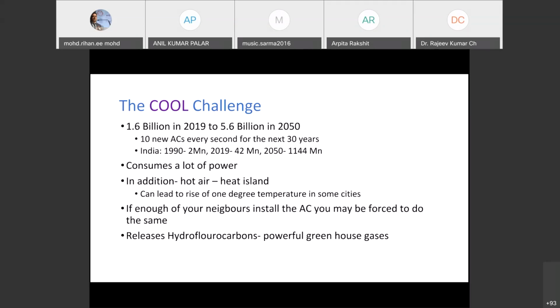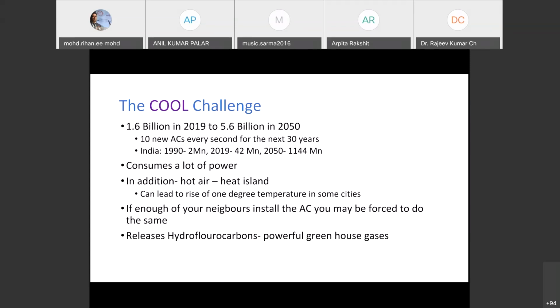It is estimated that there are 4.6 billion ACs, which is expected to rise to 5.6 billion in 2050. That means 10 new ACs are being added every second for the next 30 years. The Indian numbers are also similar: in 1990, we are estimated to have had 2 million ACs. In 2019, it became 42 million. In 2050, it is expected to become 1144 million. This is how the number is increasing.